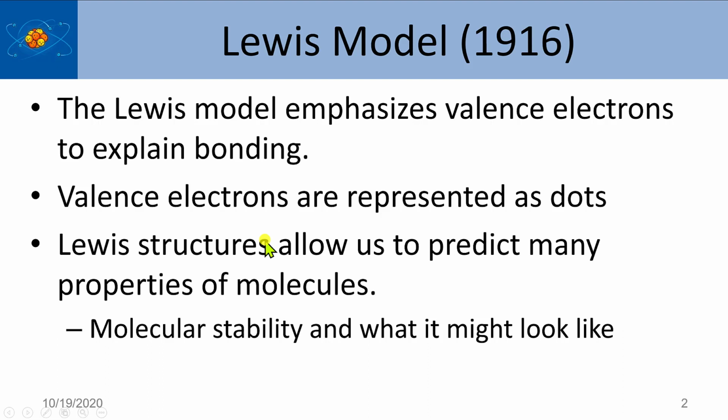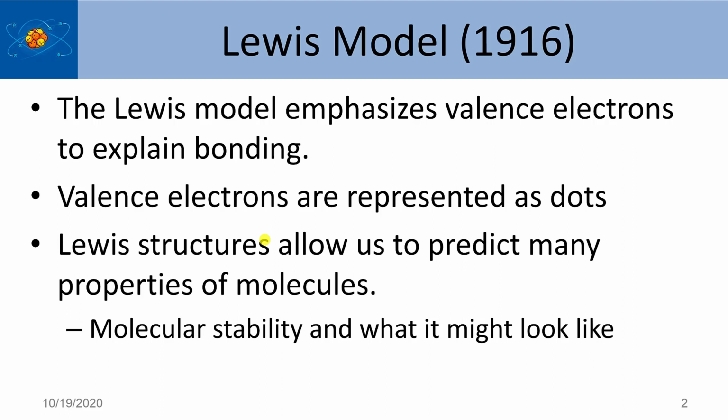So the basic premise of the Lewis model is that we can predict the bonding based on valence electrons. And we'll learn about a Lewis dot structure where we just draw the electrons as dots around each element, the valence electrons around each element, and we can use those to predict how they will bond with each other. Lewis structures, as I mentioned, allow us to predict a lot of different properties of the molecules, including their stability and what they might look like.